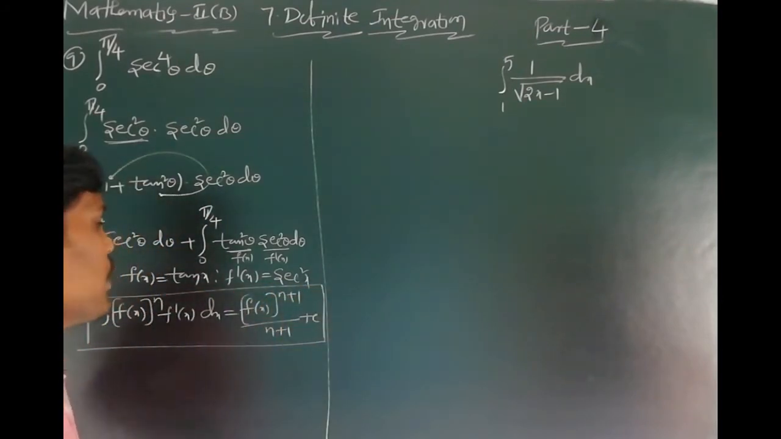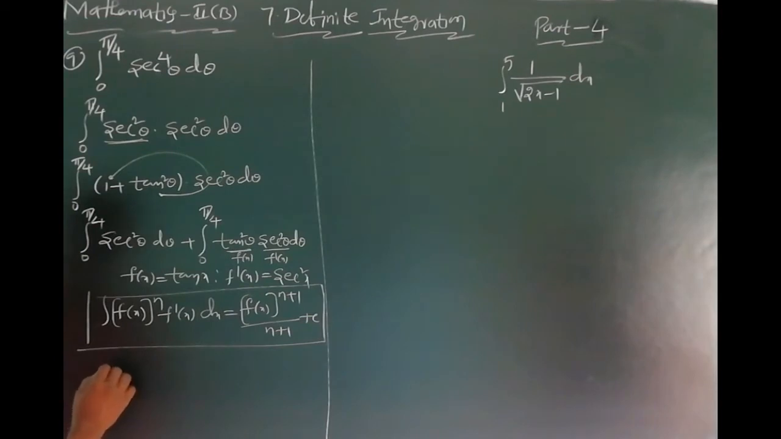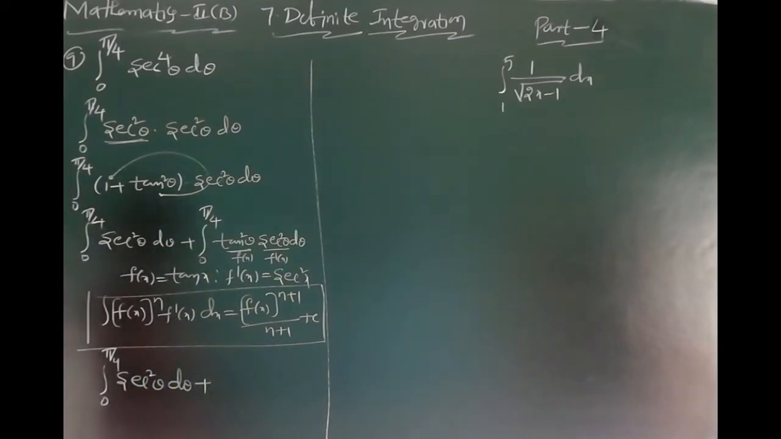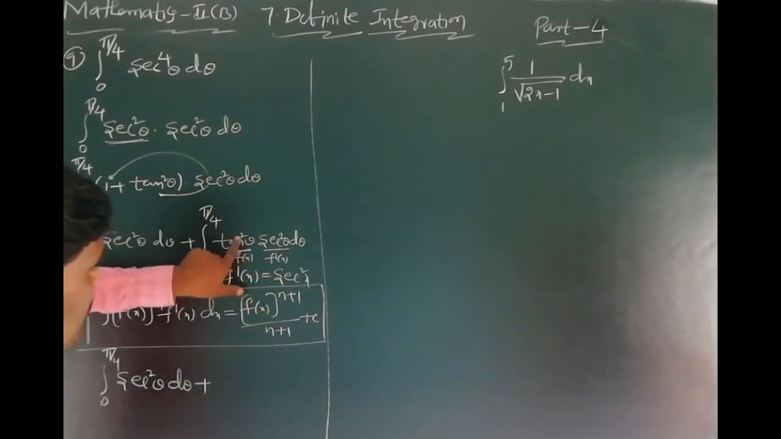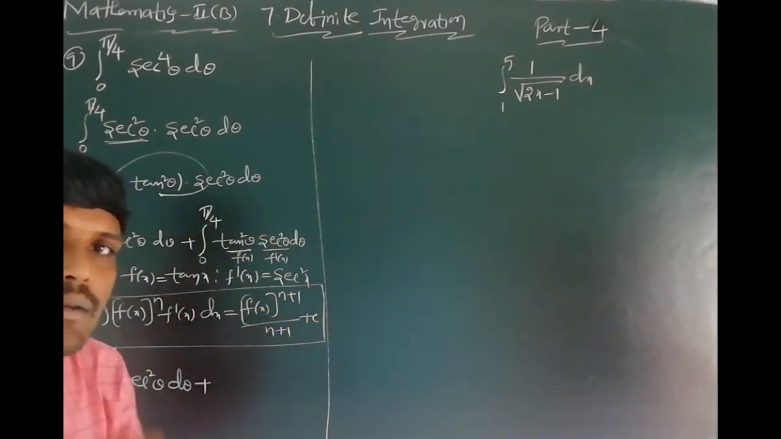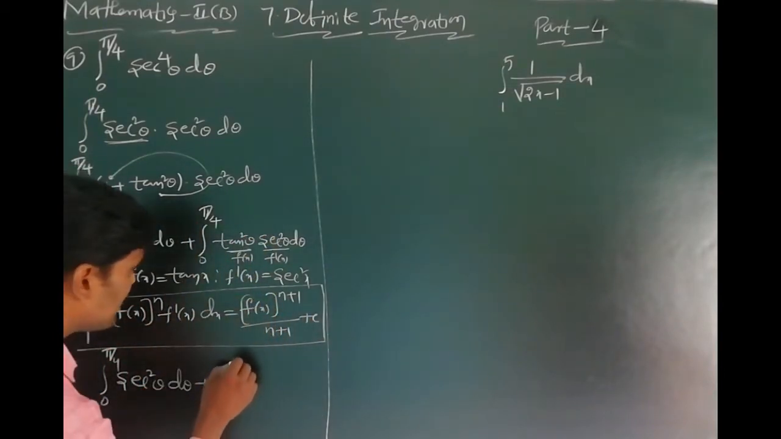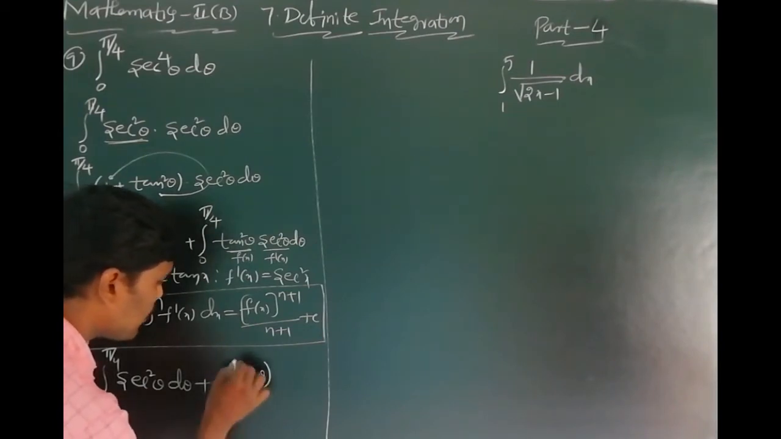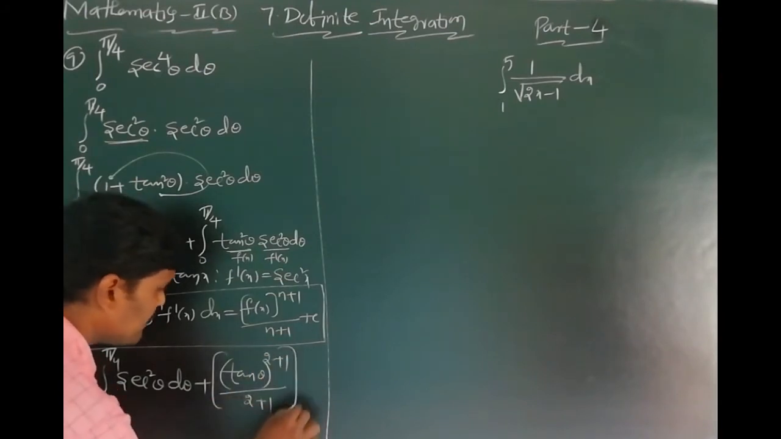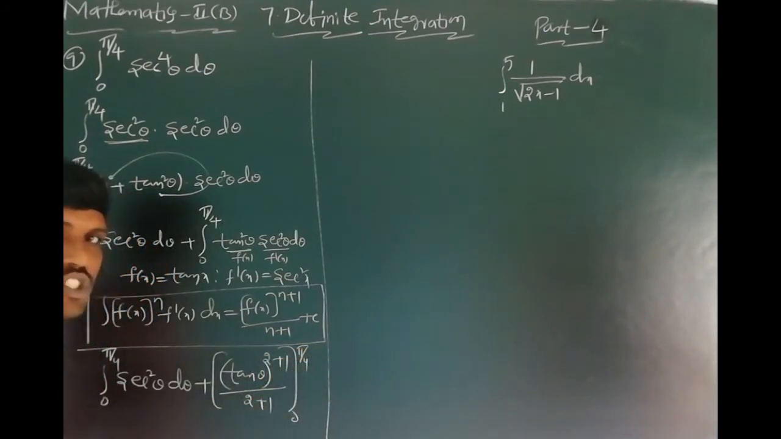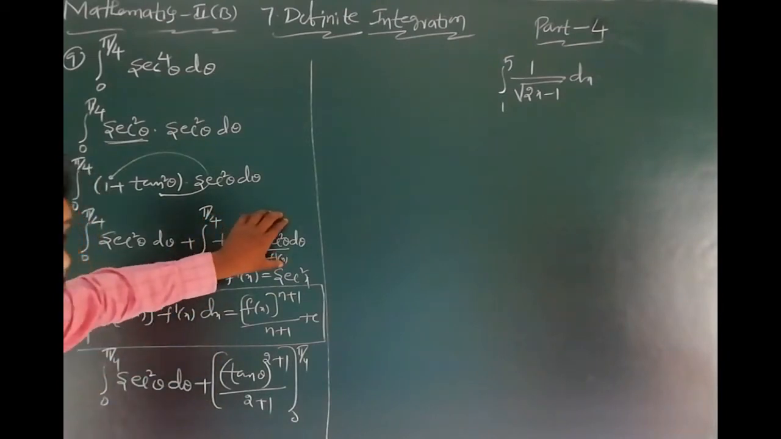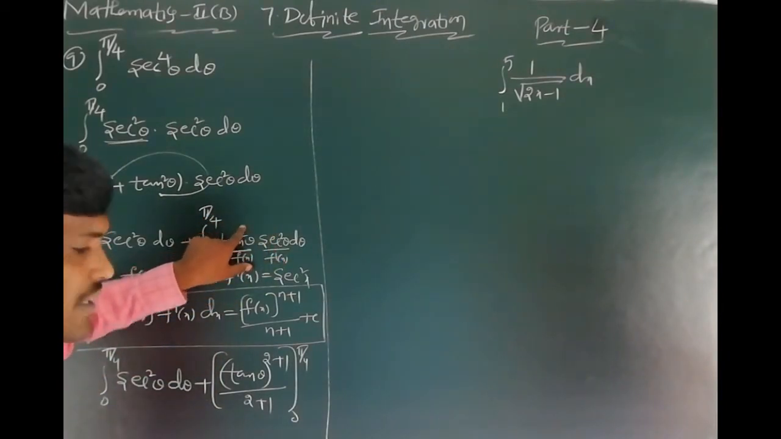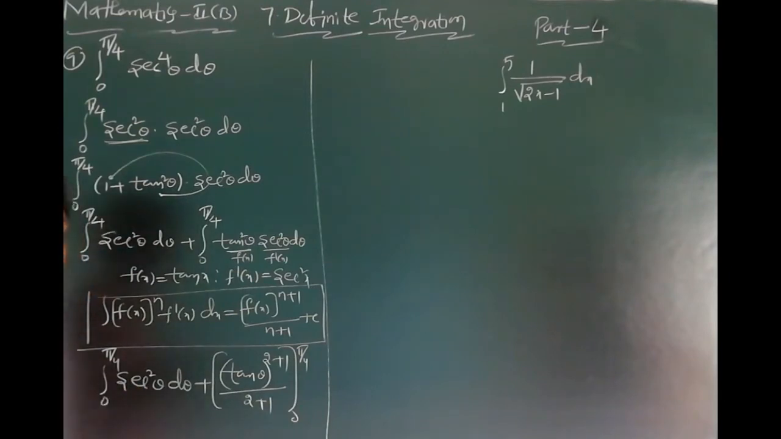In this formula, you can write integral 0 to pi by 4 secant square theta d theta plus, this is in the form of integral f of x whole power n into f dash x. What is that formula? See, students, f of x is nothing but tan theta, whole power n plus 1, that is 2 plus 1 by 2 plus 1, limits 0 to pi by 4. Correct or not, students? This is f of x, this is f dash x. Here f of x whole power n is there. You can use this formula. Here secant square x already is there.